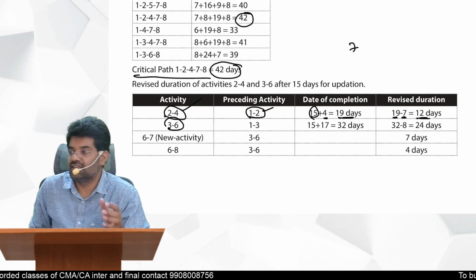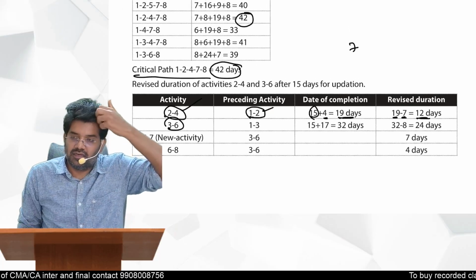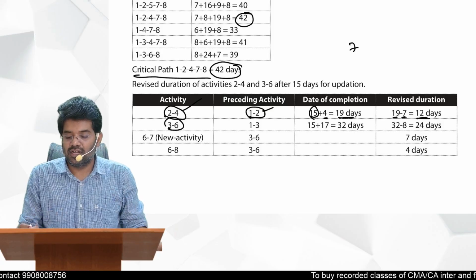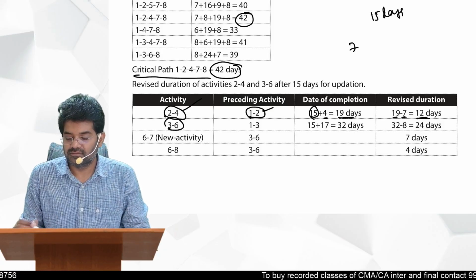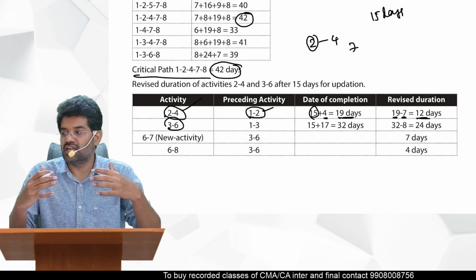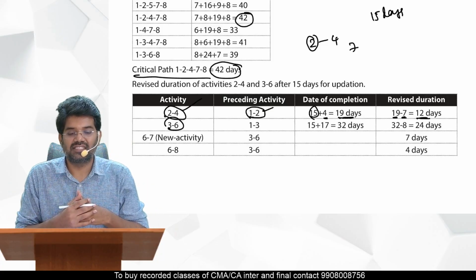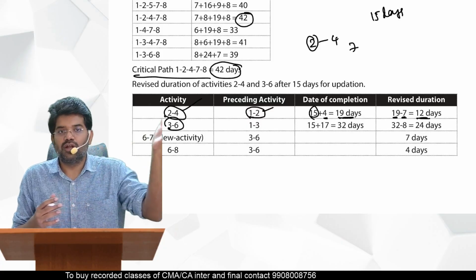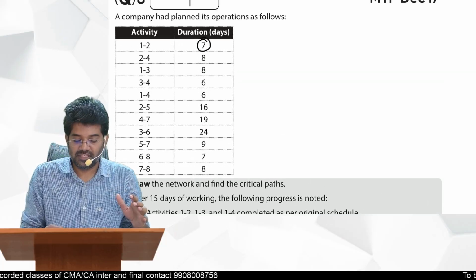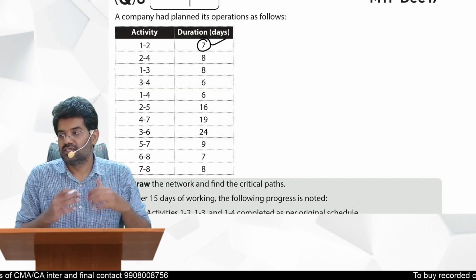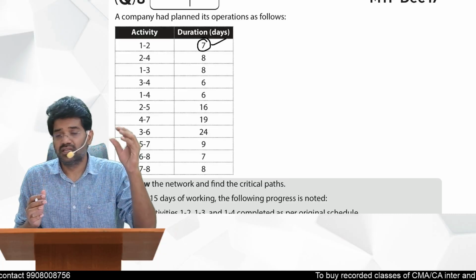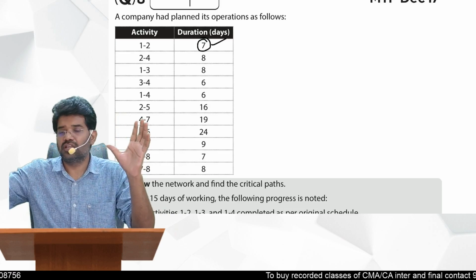How we got this logically is, the 2 to 4 revised duration we should calculate. Already 15 days are over. Now assume that 2 to 4 is starting at the earliest start time. What is the earliest start time of 2 to 4? Assuming that 1 to 2 has been completed within its duration. What is the duration of 1 to 2? 7 days. 7 days is the earliest. So 2 to 4 started, assuming on 7 days, 15 days are over. That means 8 days are over already.